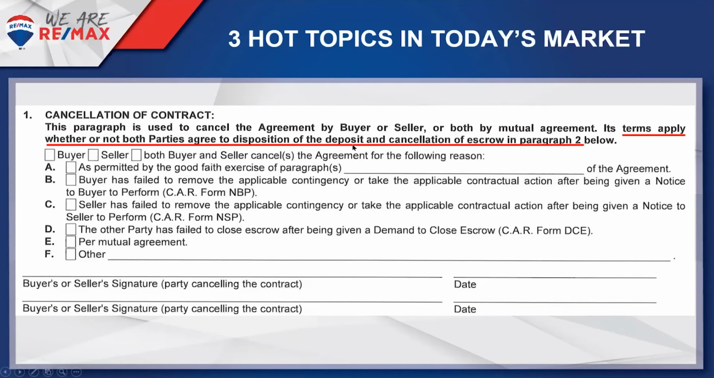The disposition of the deposit and the cancellation of escrow is bilateral. Both parties have to agree. Or if they don't agree, a judicial authority, either the court or an arbitrator, has to step in. So cancellation of escrow is bilateral, cancellation of contract unilateral.